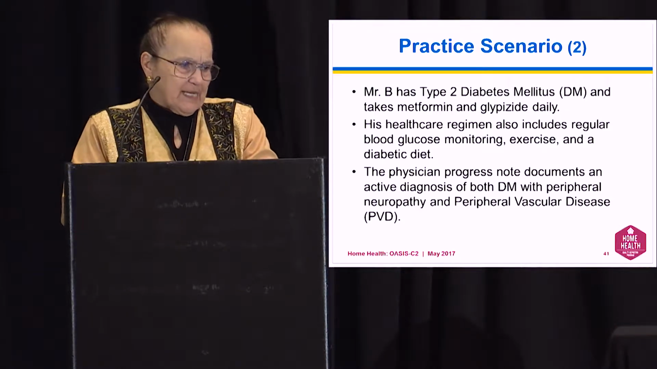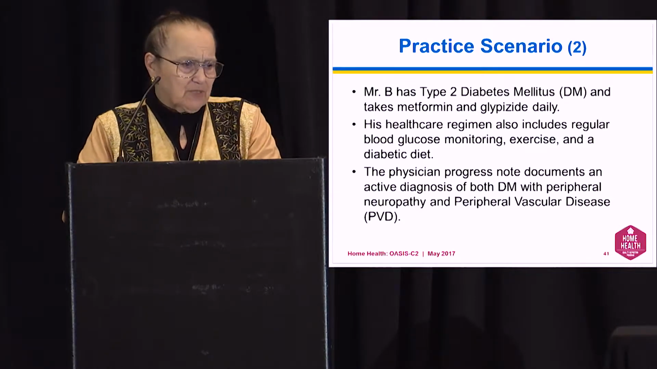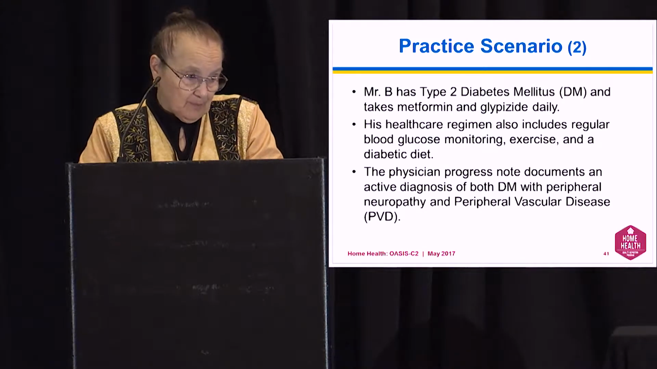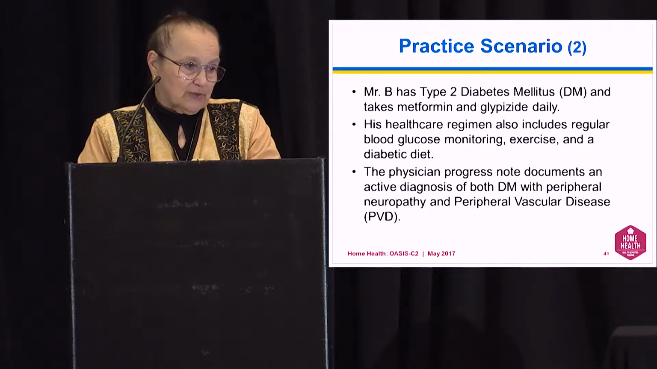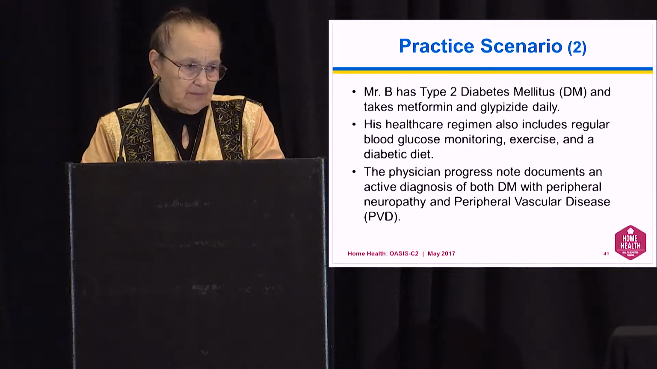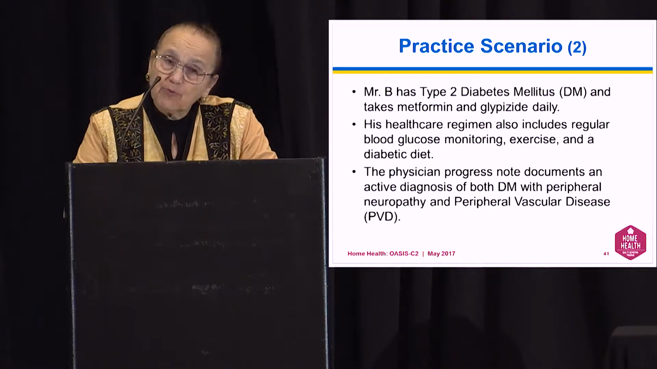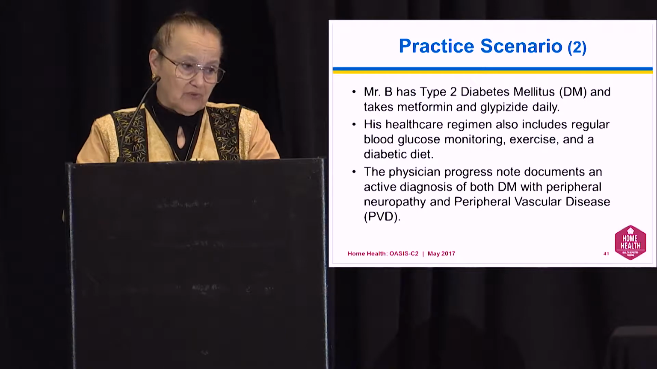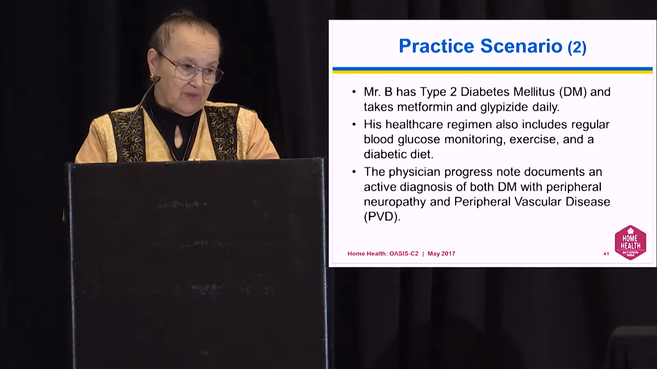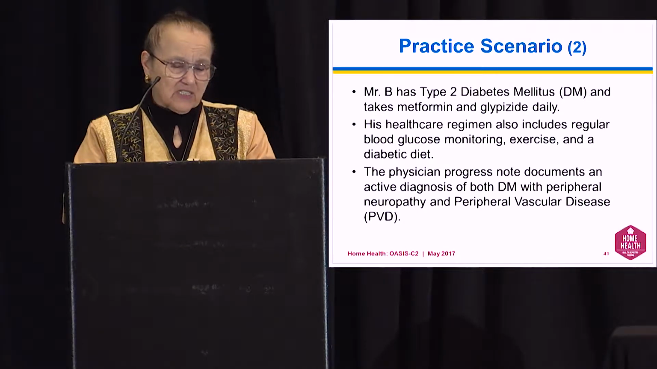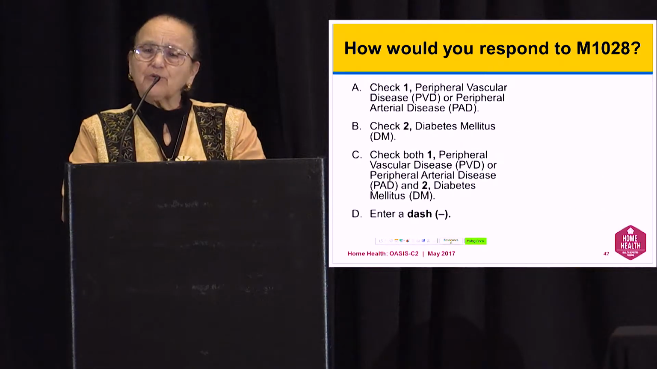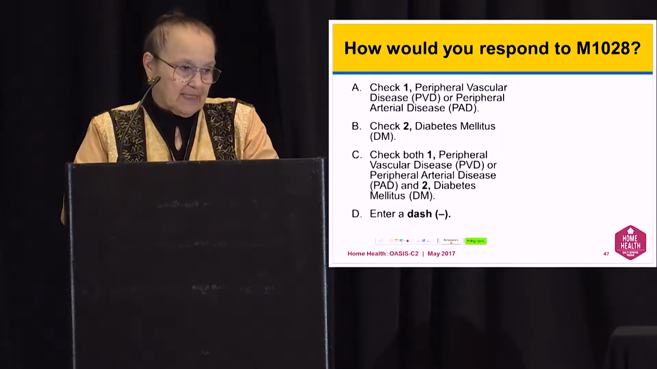Let's talk to Mr. B. Mr. B has type 2 diabetes. He takes metformin and glyphosate every day. His regimen includes regular blood glucose monitoring, exercise, and a diabetic diet. The physician progress note that you received documents an active diagnosis of both diabetes with peripheral neuropathy and peripheral vascular disease, or PVD. How would you respond to M1028?